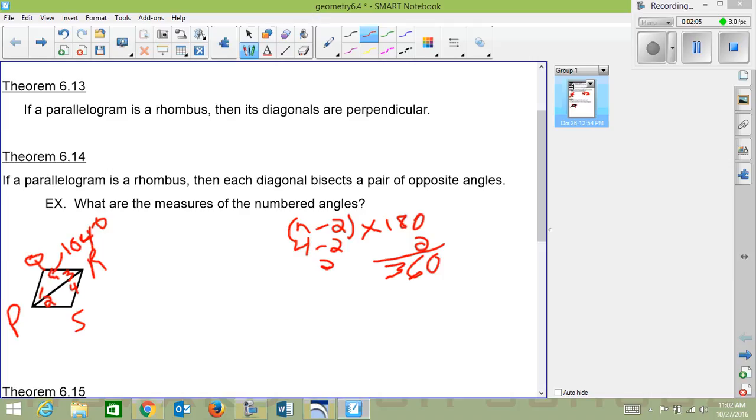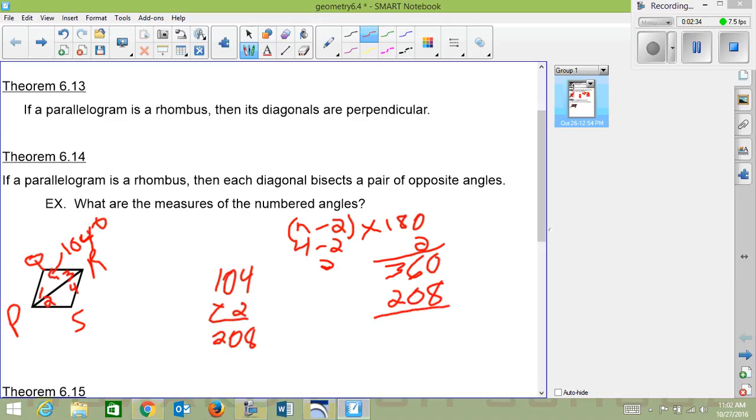Then, another thing we can figure out here is that in a rhombus, opposite angles have to be congruent. So this angle right here, which is 104 degrees, has to be the same as this one over here. So those two are both 104 degrees. So 104 twice is 208. So 208 degrees are already used.